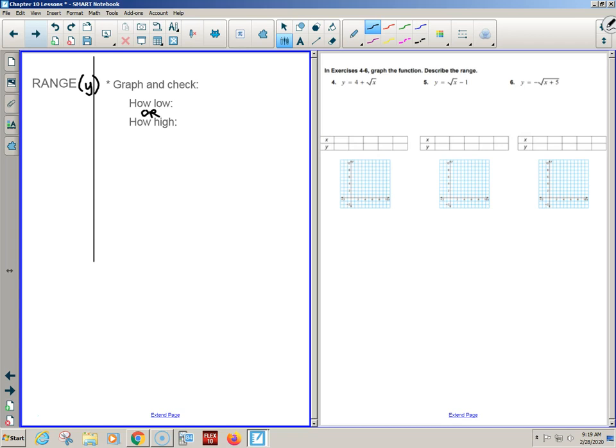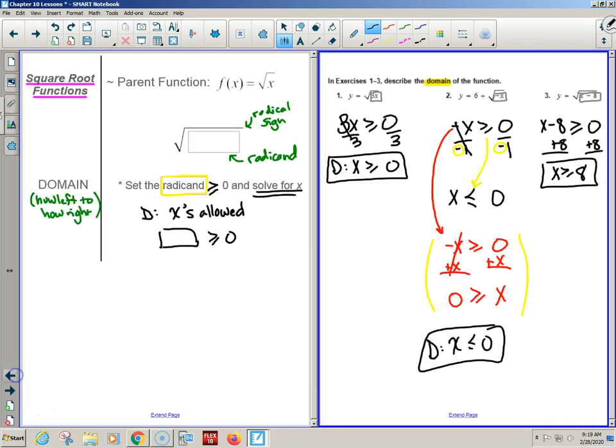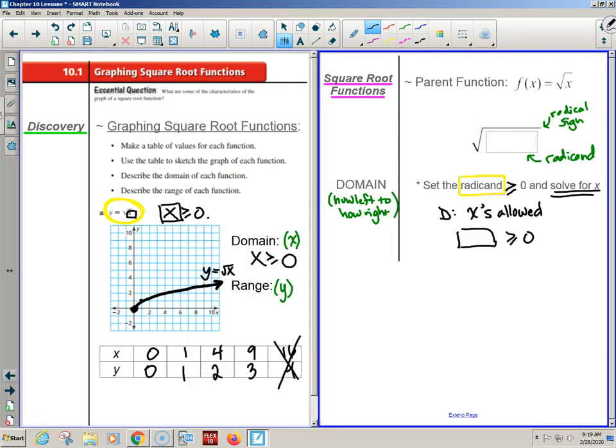Let's go back to that original graph, the one that we filled in the domain to. Let's fill in the range. Okay. We're not looking at the x's anymore. That was domain, and we said to 0, and that's it. So anything greater than or equal to 0. The range asks a very different question. It says how low, how high. I'm not looking at the x's, the horizontal anymore. I'm looking at the y's. So how low on the y-axis is this allowed to go?